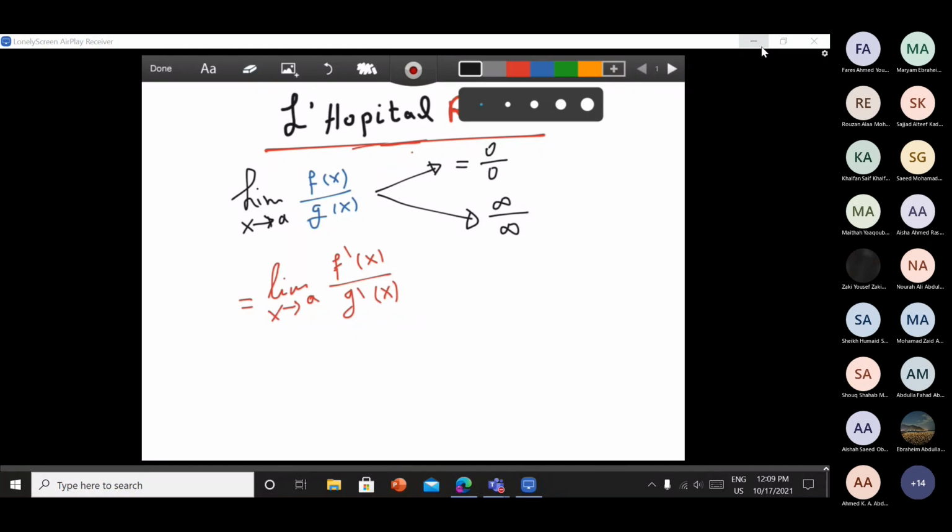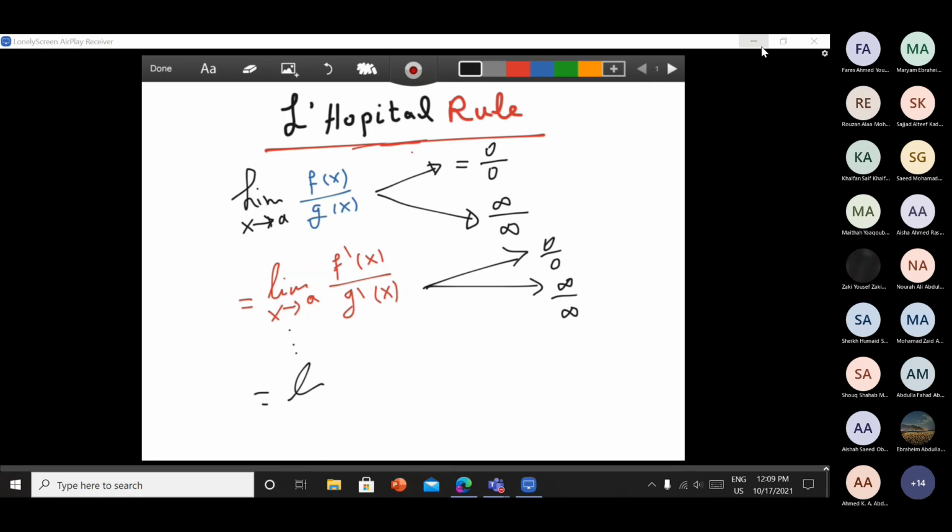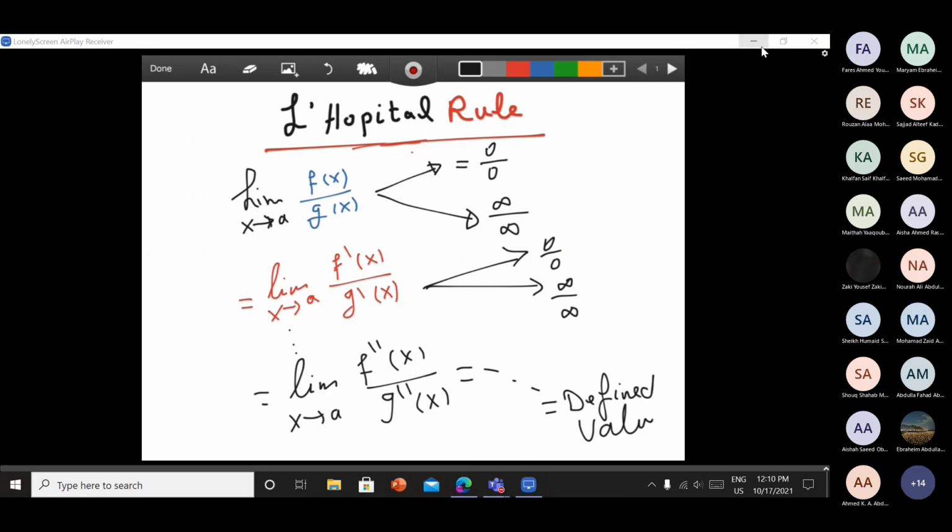Okay, what about if I have the same case? If I have 0 over 0 or infinity over infinity, keep going until you have a limit which has defined value. You keep going until when you substitute you have defined value. Once you have defined value, you stop. Again, here this is not division rule. This is differentiating the numerator separately from the denominator. Let's have an example for this one.